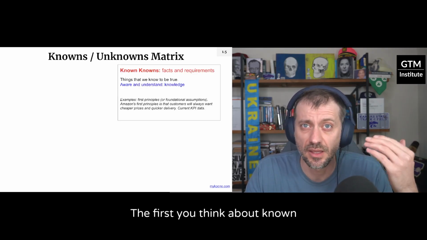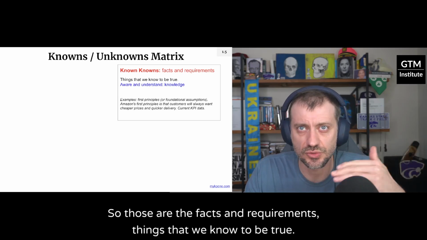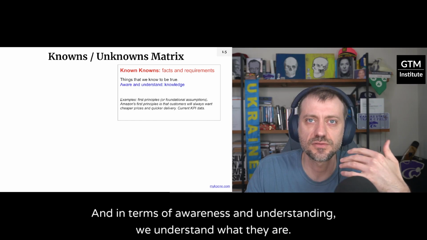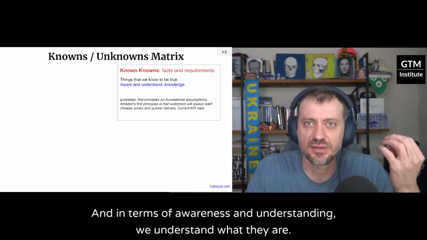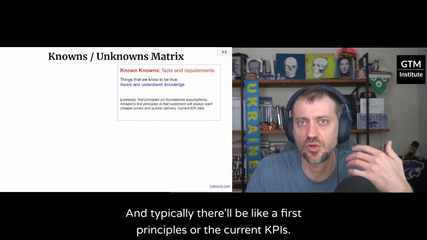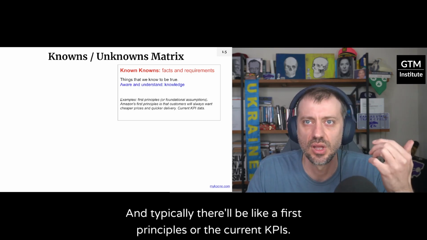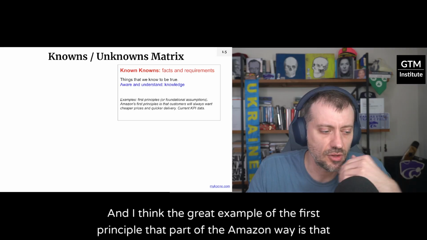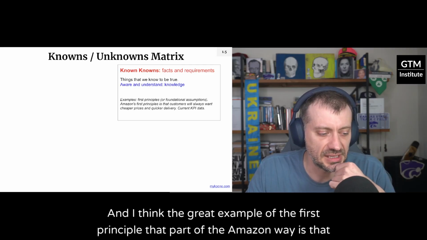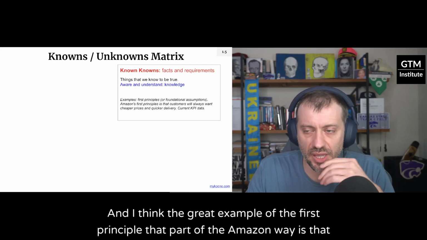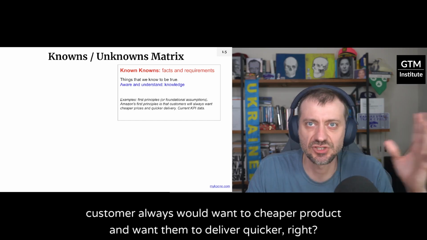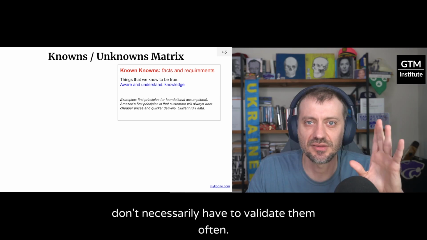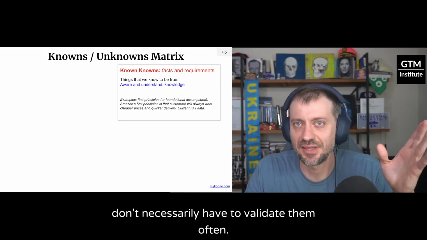So first, you think about known knowns. Those are the facts and requirements, things that we know to be true. In terms of awareness and understanding, we understand what they are. Typically that would be first principles or the current KPIs. A great example of a first principle, part of the Amazon way, is that customers always want a cheaper product and want it delivered quicker, right? This is known, so you don't necessarily have to validate it often.